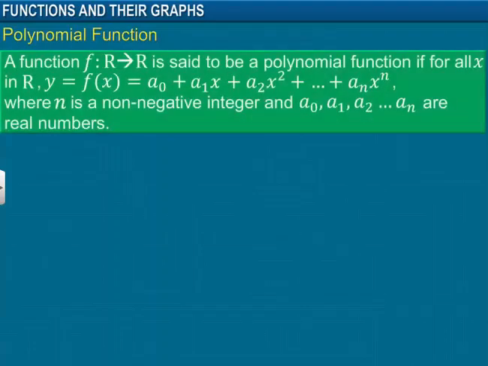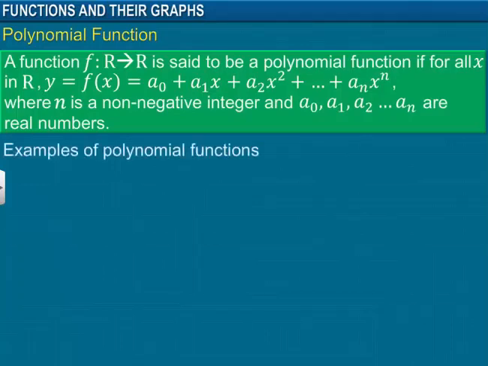A function f from R to R is said to be a polynomial function if for all x in R, y is equal to f of x, which is equal to a0 plus a1x plus a2x square plus so on up to anx raised to the power of n, where n is a non-negative integer and a0, a1, a2 and so on up to an are real numbers.